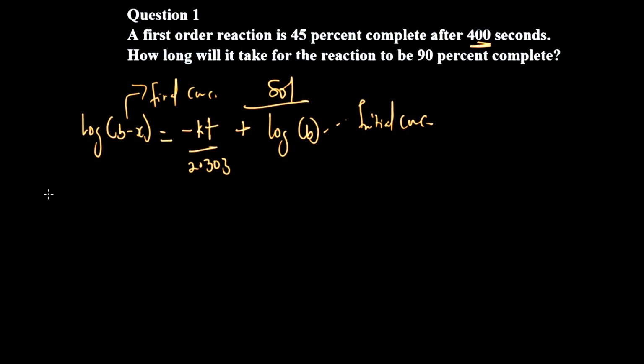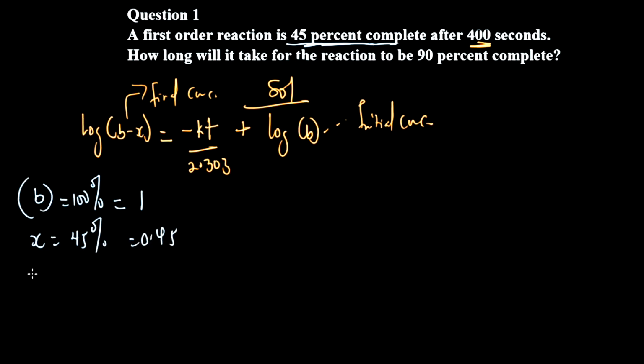So the maximum percentage we can have for the initial concentration is 100%. So the initial concentration is 100%, that's 1. The first order reaction is 45% complete. That means our x is 45%, and that's simply 0.45. So b minus x equals what? 1 minus 0.45, and that's 0.55.